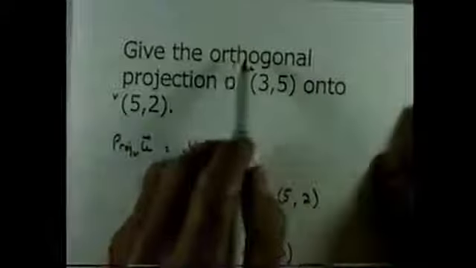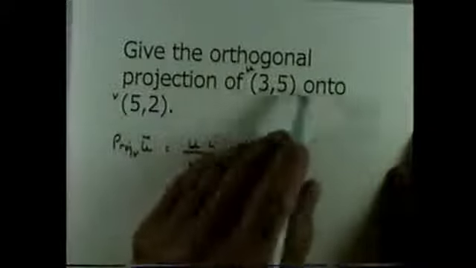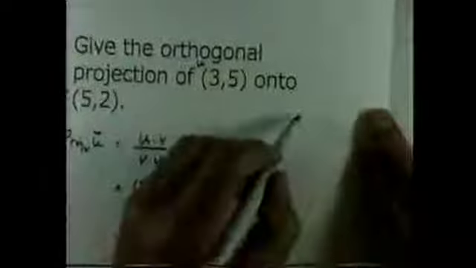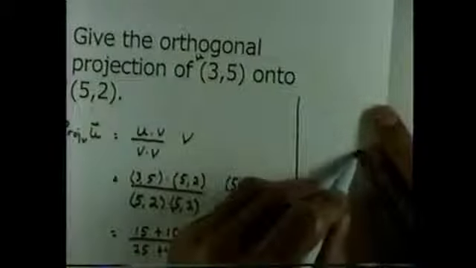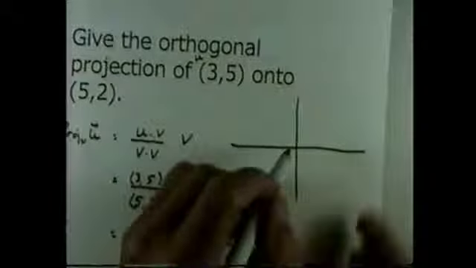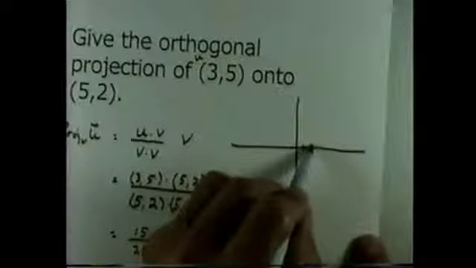Let's see what we're talking about when we have the orthogonal projection of 3, 5 onto 5, 2. I'll just do a rough sketch. So the vector V is 5, 2.